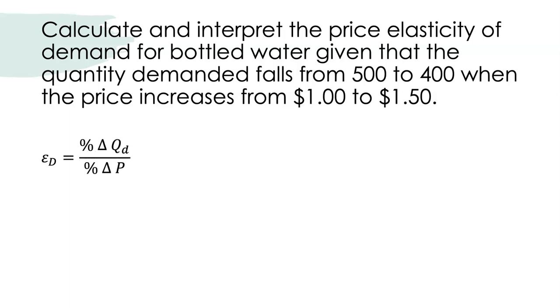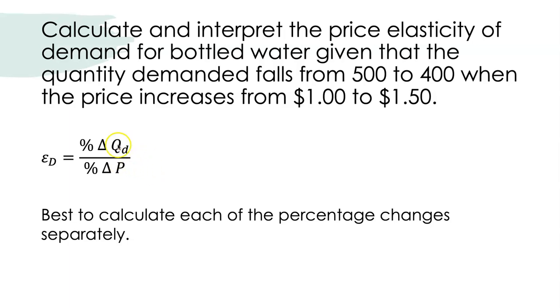Our formula: elasticity of demand is equal to the percentage change, where the delta stands for change, in quantity demanded over the percentage change in price. Now, it's recommended that we do the calculation separately. That is, find the percentage change in quantity demanded, then find the percentage change in price, then do the division.